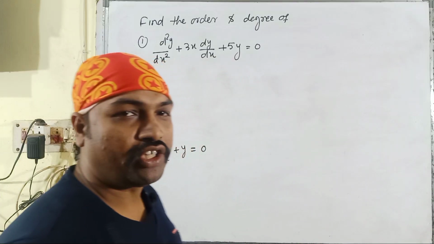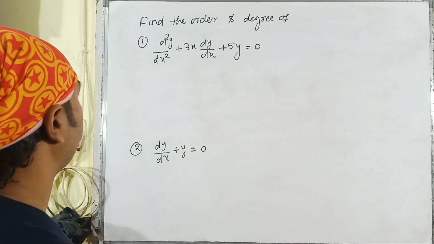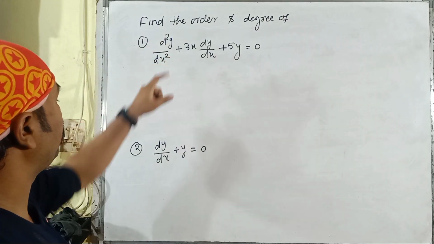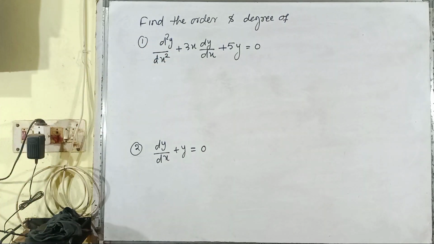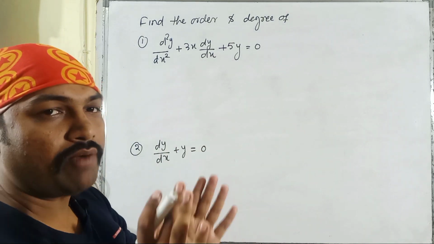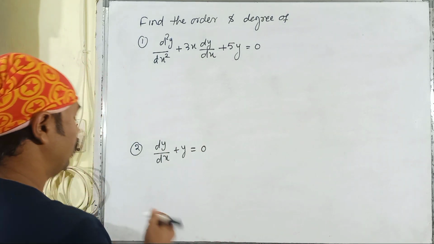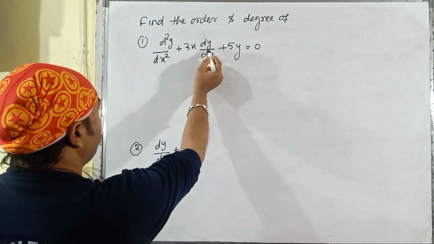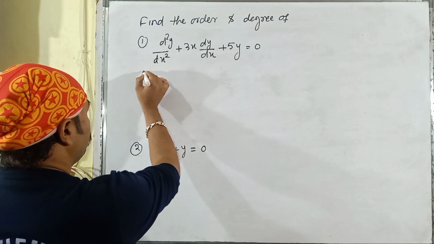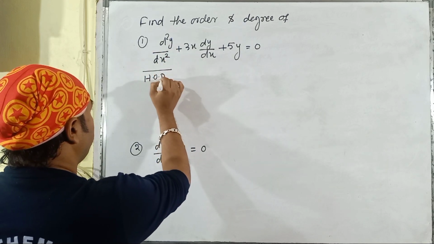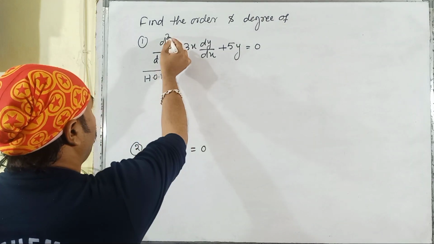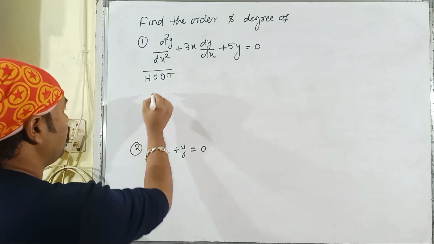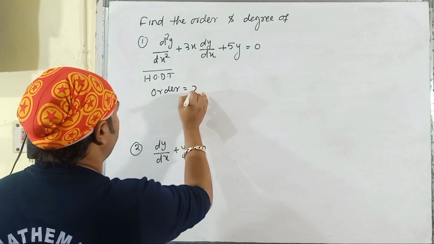Here are the examples based upon the order and degree of the differential equation, and here is the first problem. The differential equation is d square y upon dx square plus 3x multiplied with dy upon dx plus 5y is equal to 0. First of all, we have to find the highest order derivative term, the HODT. You can see that here y is differentiated 1 time and here y is differentiated 2 times. So this is the highest order derivative term, and the dependent variable y has been differentiated 2 times. That means order is equal to 2.